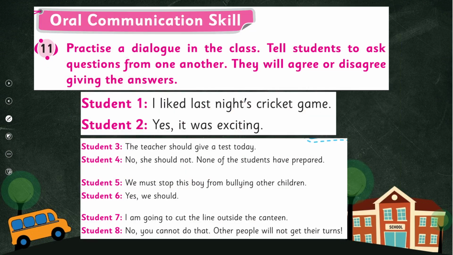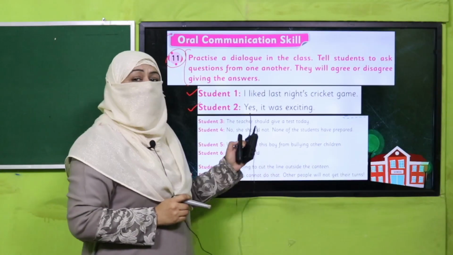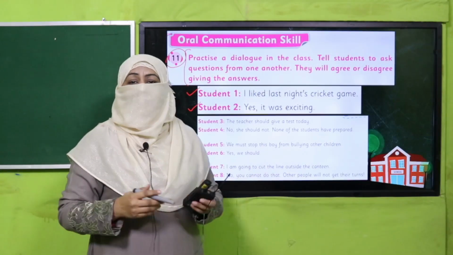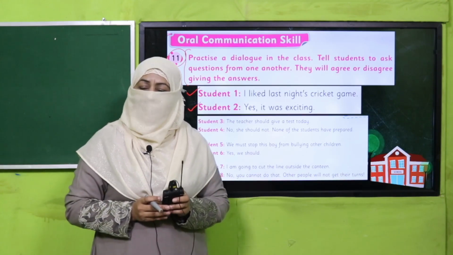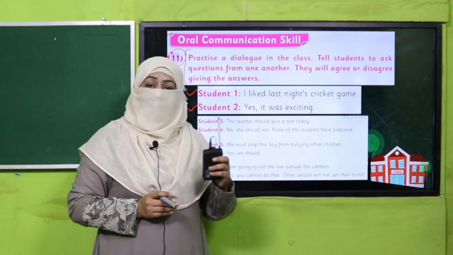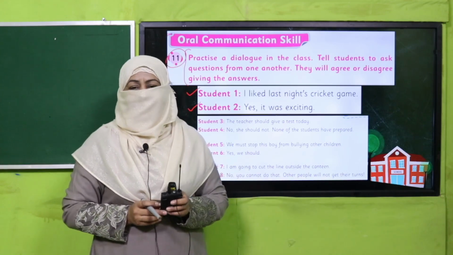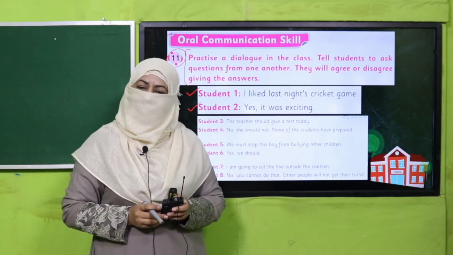Okay, so let's see what your book says about it. It's question number 11, the practice given. One student is going to ask the question and the other will answer it. Teachers, kindly make pairs of the students. You can give them the same pattern or they can talk as they want, but every child is going to participate to express if they agree or disagree. Pause the video, enjoy the activity and then come back.